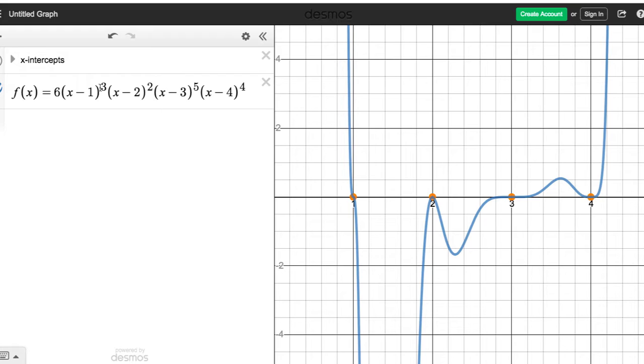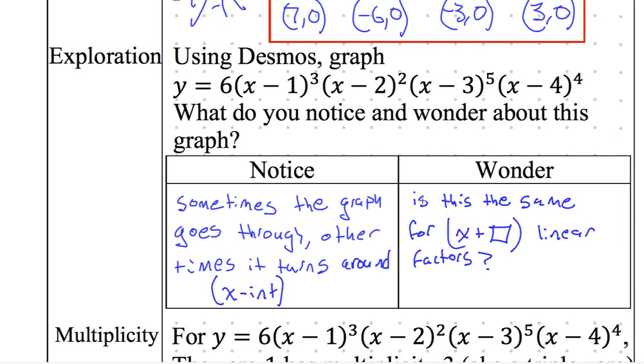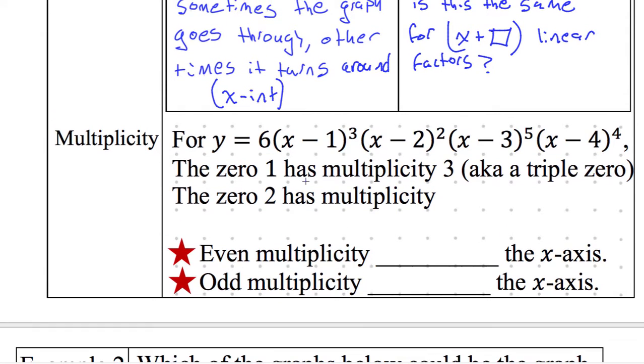I notice here that when I have an odd power, it goes through the graph, and when I have an even power, it turns around. And that's a really important rule. We'll talk about that down here, but in order to talk about this rule, we need to formally define what's happening. And what's really happening is called multiplicity. So this is the same polynomial as up above. I'm going to talk about these terms with the correct vocabulary.